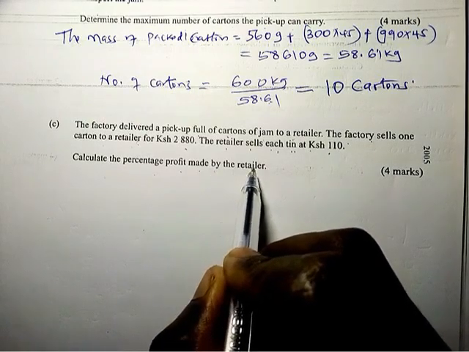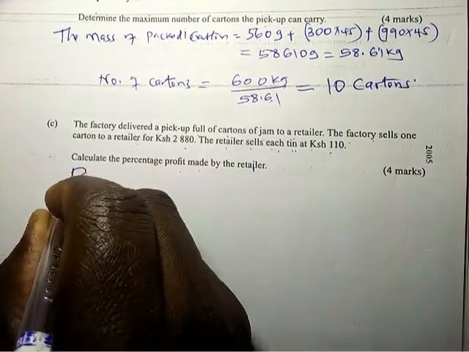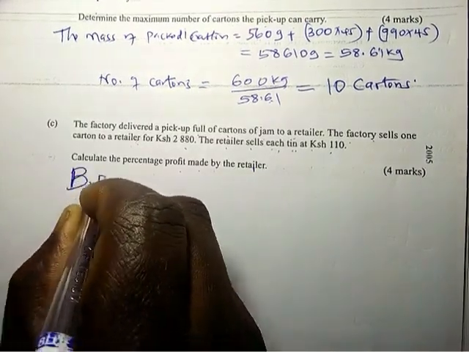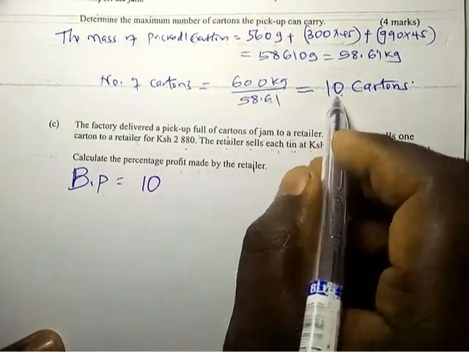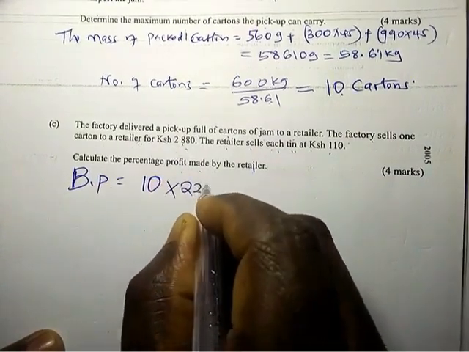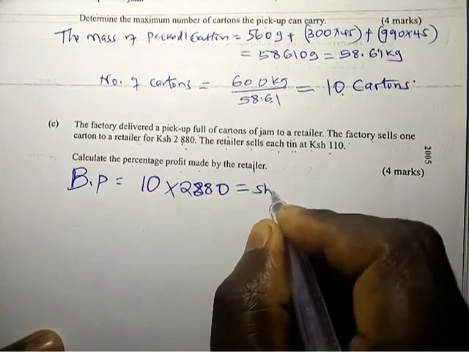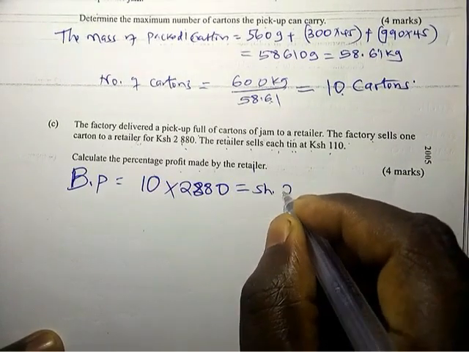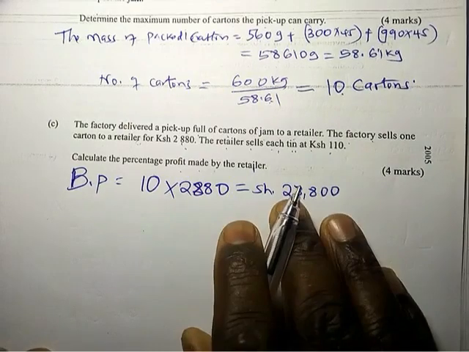So let us see the buying price by the retailer. This is the buying price. There were 10 cartons. Each carton is 28, so times 2, 2880. So how much is he buying with? He is buying with Kenya shillings 28,800. That is the buying price.